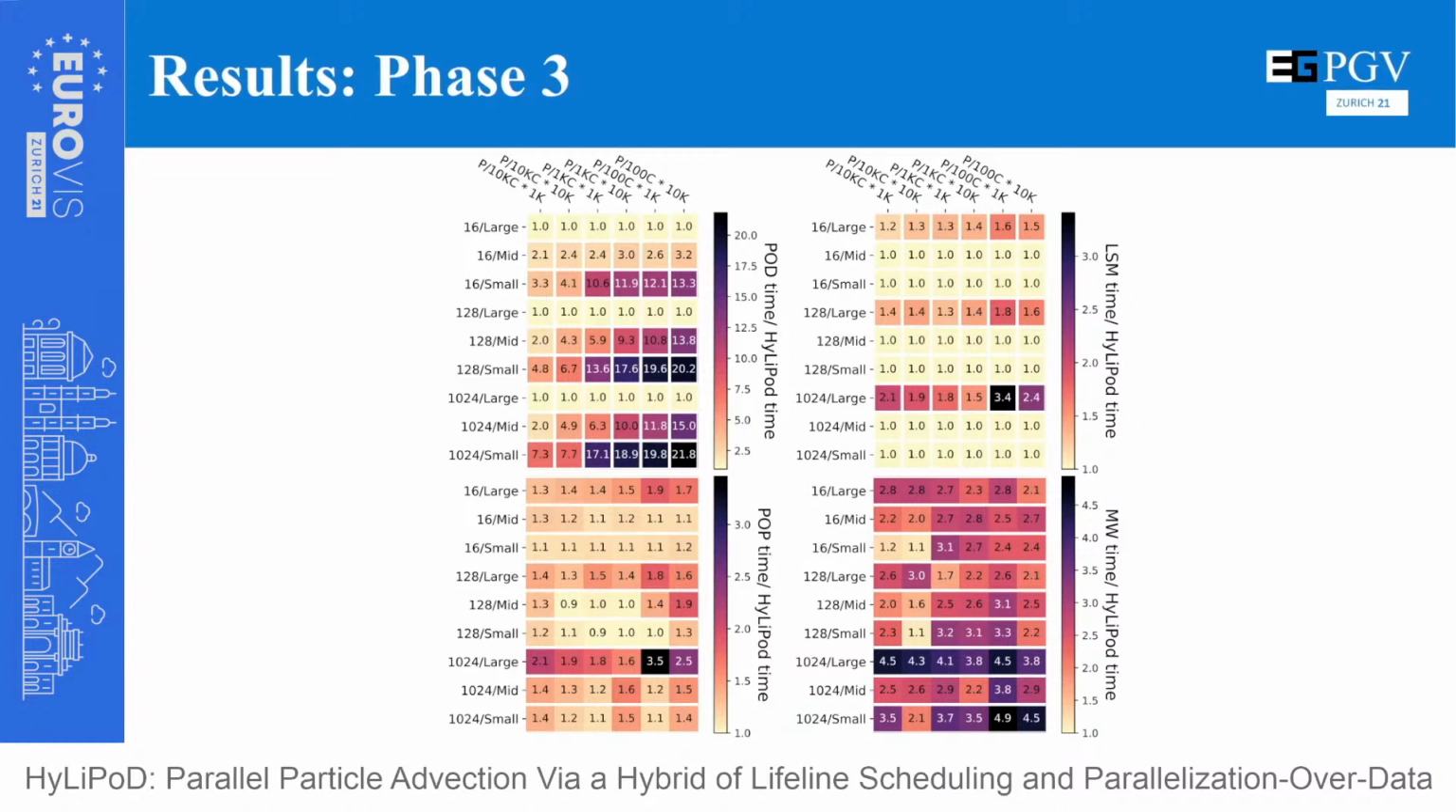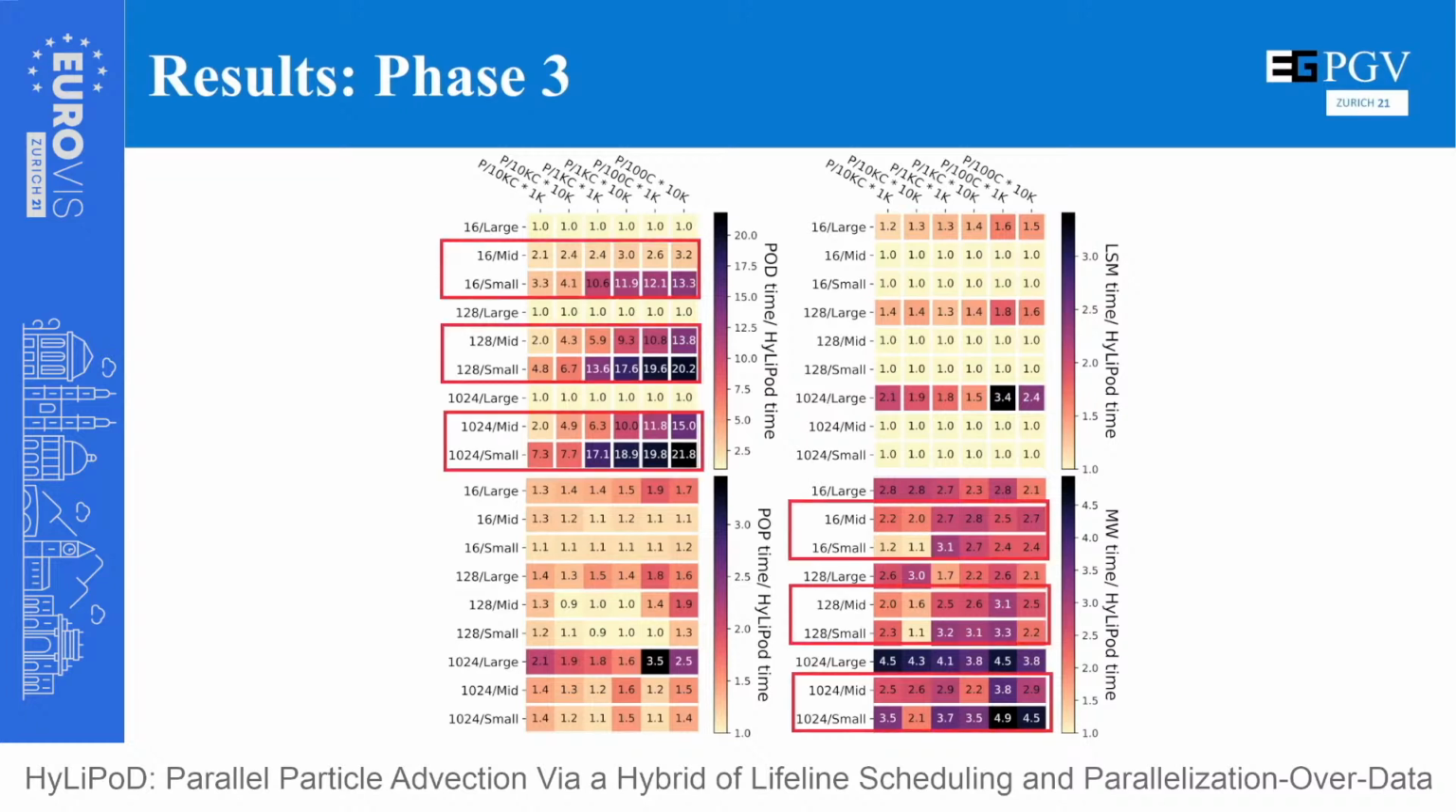Finally, the third finding is that since MW adapts its execution dynamically, it avoids doing as poorly as POD for mid and small boxes, especially for high concurrencies. But because of the communication overhead, it does not outperform LSM or POP in these workloads. This shows that the MW algorithm might be promising if we decrease the communication overhead.